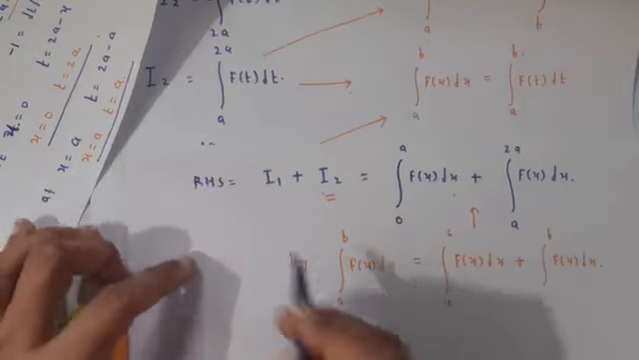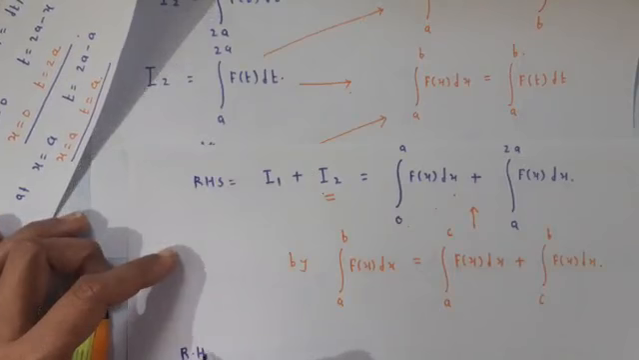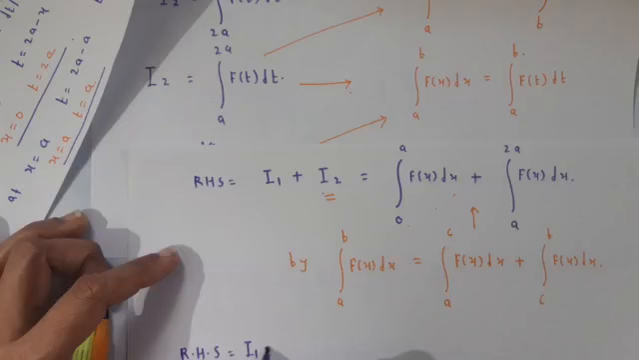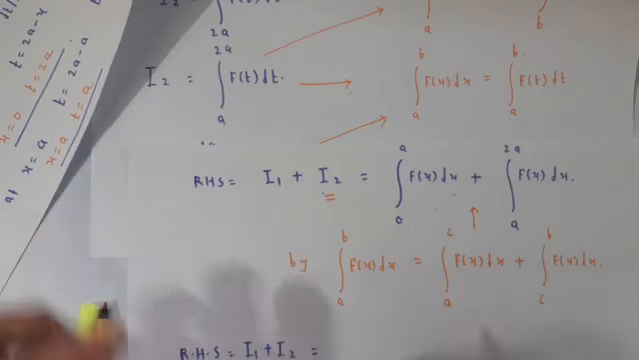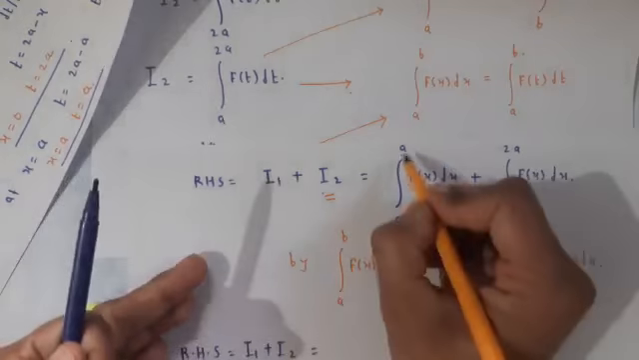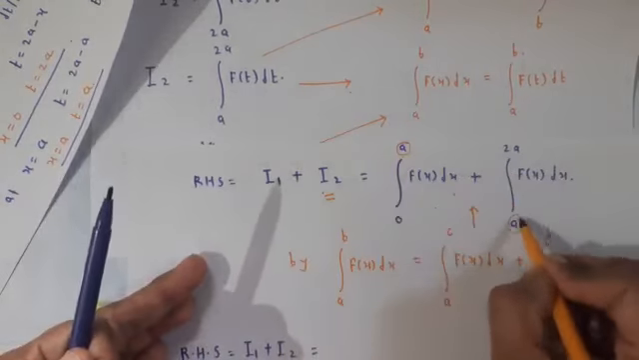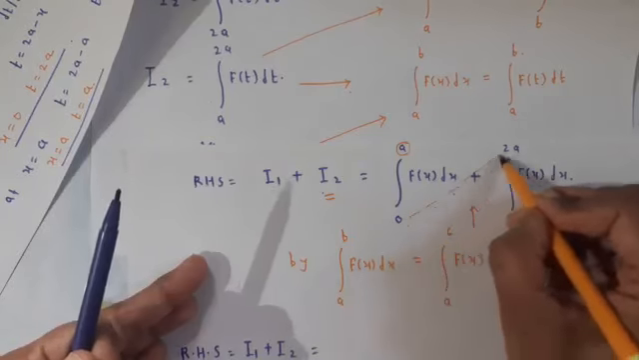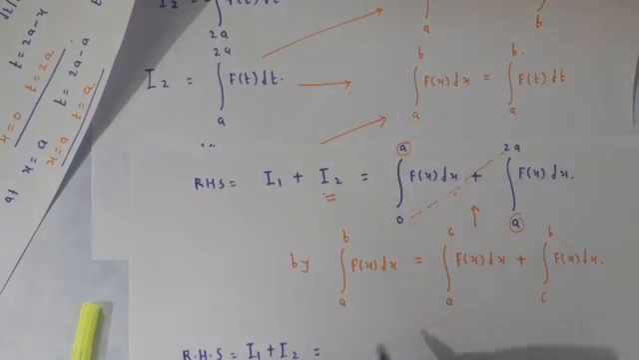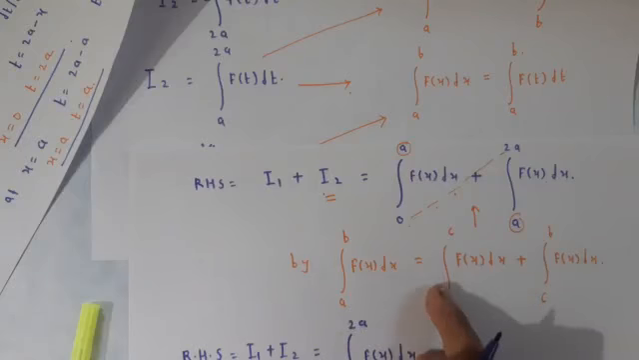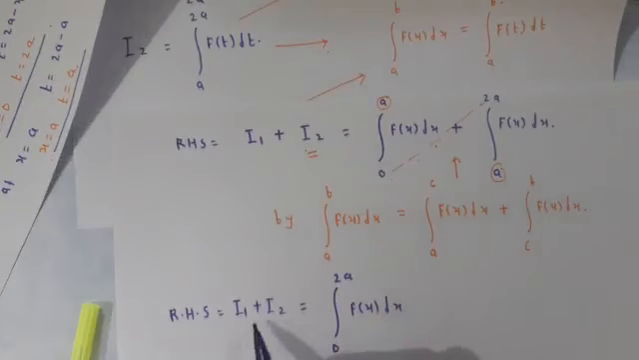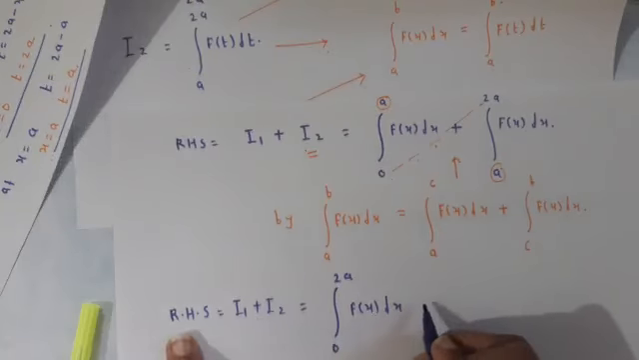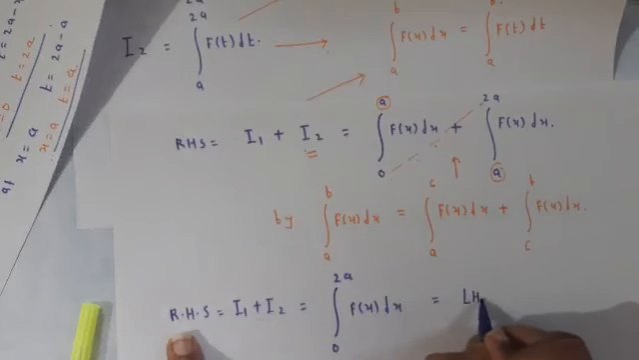By applying this property, we get the RHS, that is I1 plus I2, equal to the integral from 0 to a and from a to 2a, and therefore this is 0 to 2a. The integrands are the same, that is the integral from 0 to 2a of f(x) dx. By using this property, I1 plus I2 equals this, and this RHS equals the LHS.